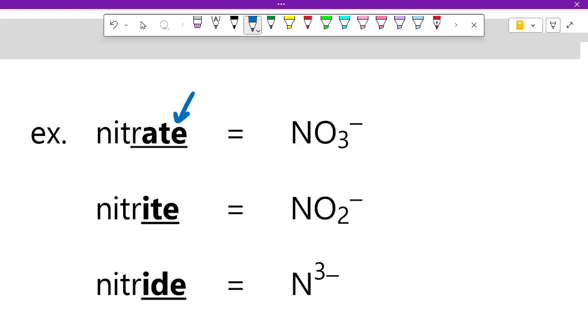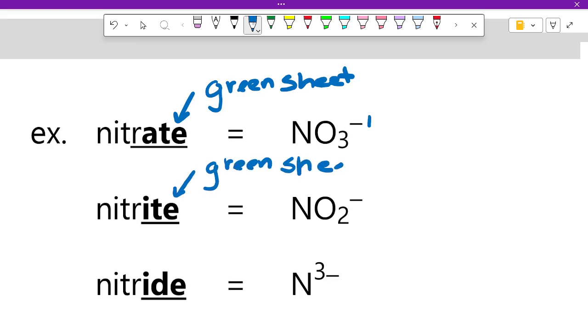The ate is going to be on the green sheet, and you can look it up. It is NO3 with a -1. Nitrite is going to be on the green sheet. It's really similar, but it's not NO3, it's NO2 with a -1. And nitride is on the periodic table. And it's just N3-.